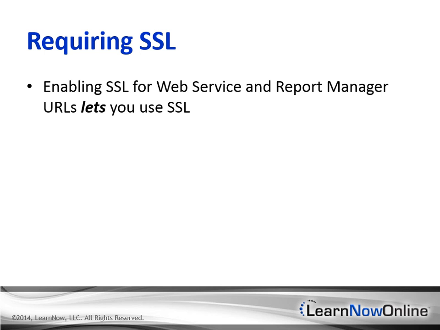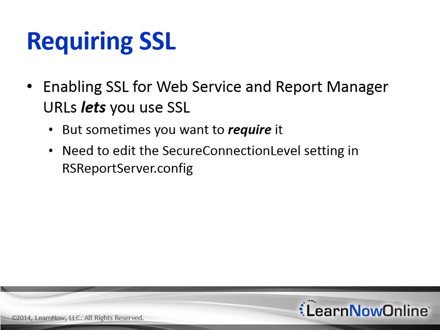If you follow the steps that I just showed you to make SSL available for the web service URL and Report Manager URL, you can use SSL with any application that supports it to access the report server. But in some scenarios, you don't just want to enable SSL. Instead, you want to enable SSL and require its use in all communications with the report server. To require SSL for interactions with reporting services, you need to edit the secure connection level setting that you find in the rs-reportserver.config file. The secure connection level setting can be set to a value between 0 and 3.